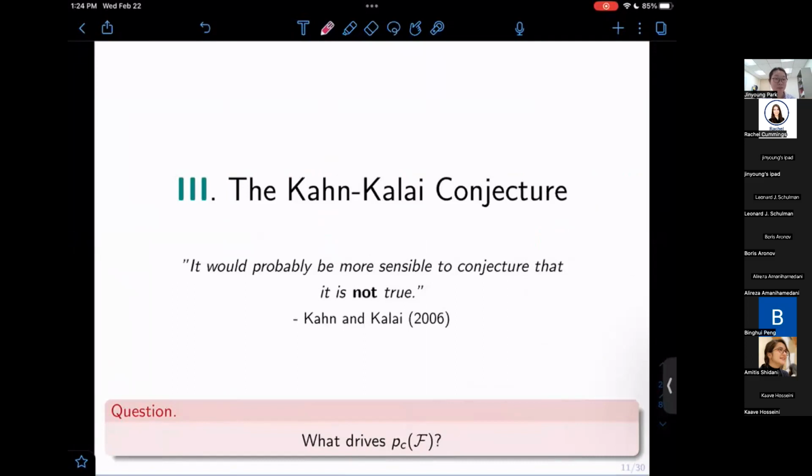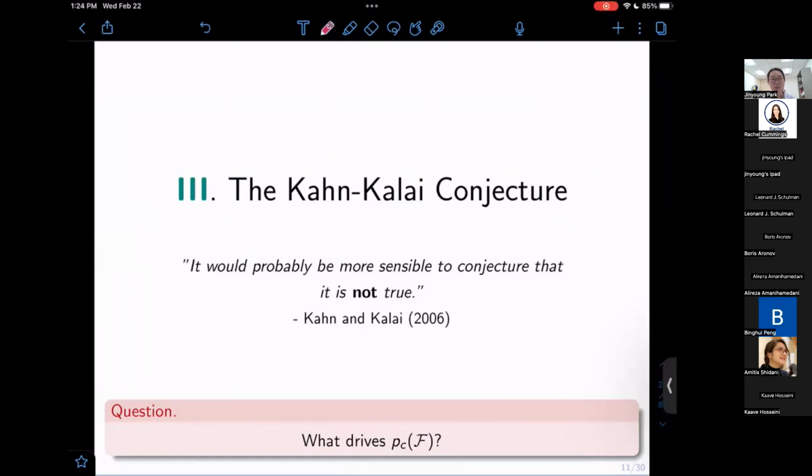Even the authors of this conjecture said that it would probably be more sensible to conjecture that it is not true. So let's see why this conjecture was believed to be not true. And the fundamental question behind this conjecture is this: what drives the threshold?